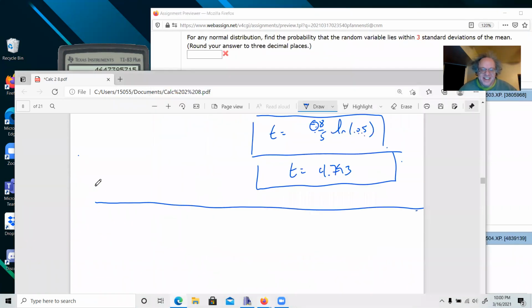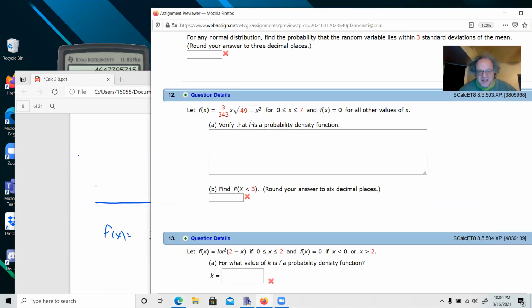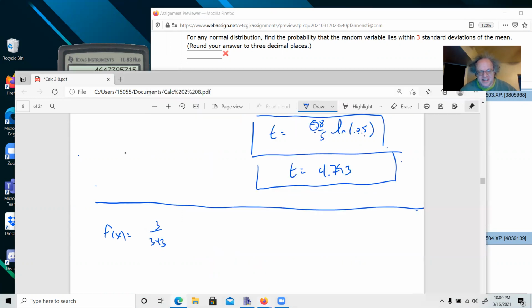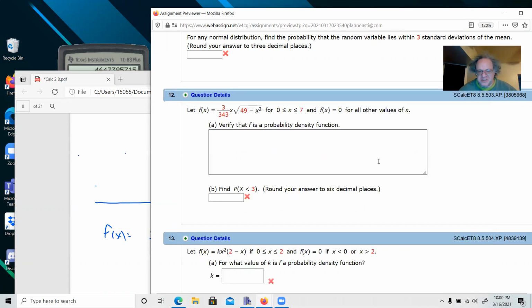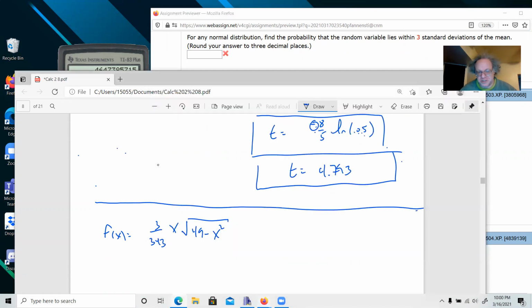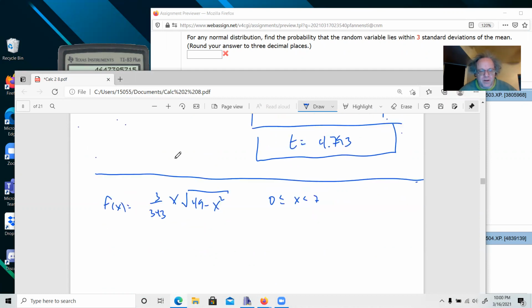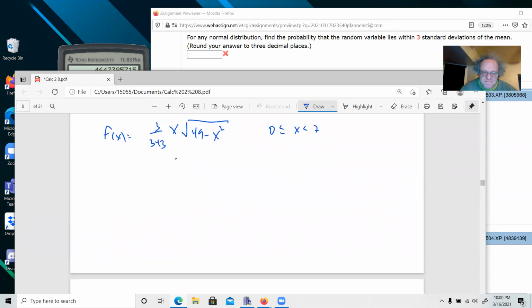Okay. So we have f of x is equal to 3 over 343, x square root 49 minus x squared. And they said that's a probability distribution. Oh, verify that it's a probability distribution. We have to go from x equals 0 to 7. Okay, so let's see. So here we go. We have the 0 to 7.